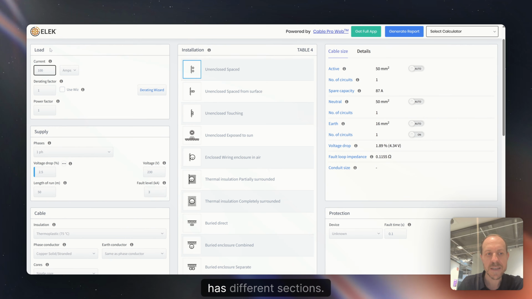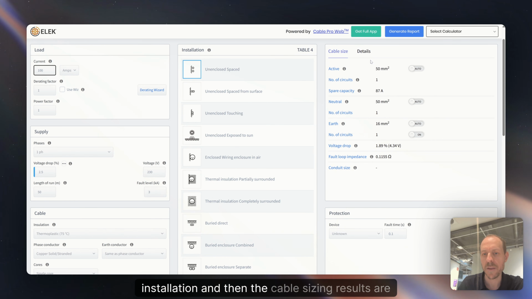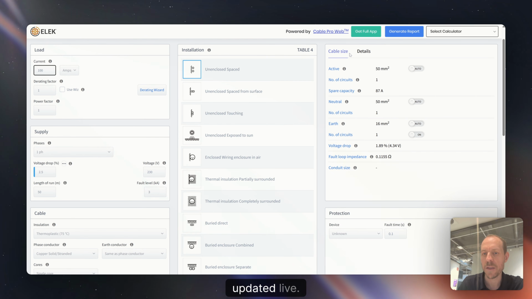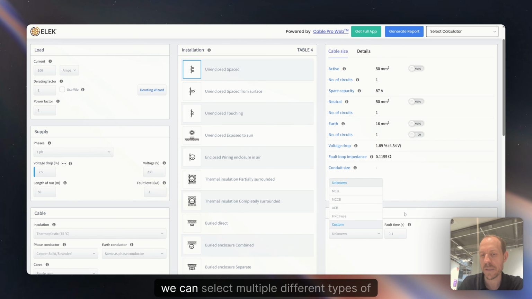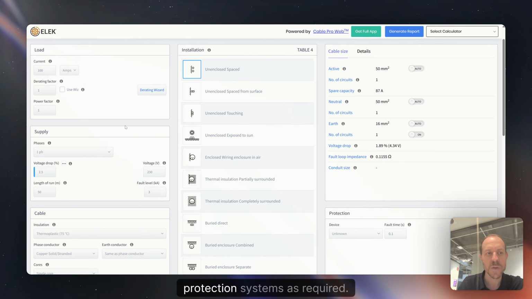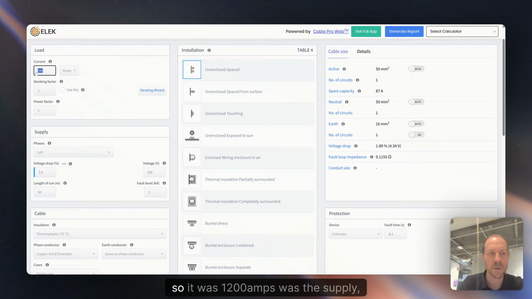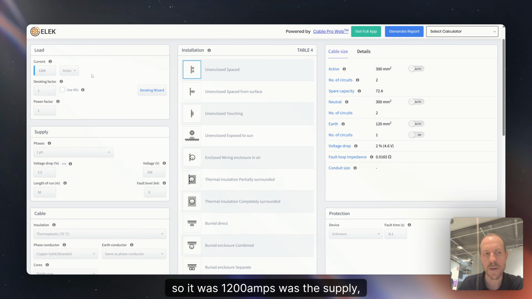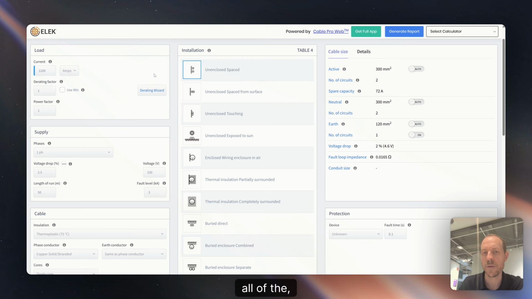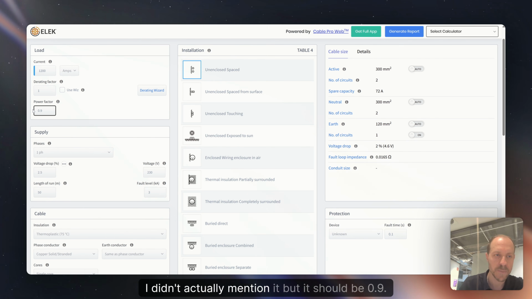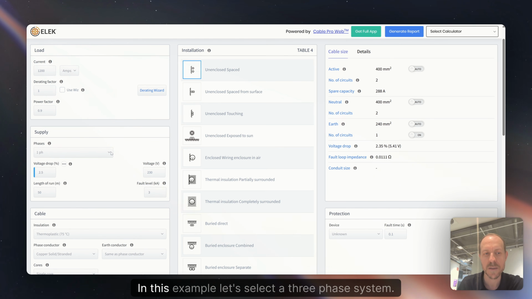So it has different sections. We've got the load, supply, cable, installation, and then the cable sizing results are updated live on the right-hand side. In the bottom right-hand corner, we've also got our protection system where we can select multiple different types of protection systems as required. So starting in the top left-hand corner from the load inputs, so it was 1200 amps was the supply. Derating factors, there is a derating wizard where you can select from all of the derating factor tables in the standard. Power factor, I didn't actually mention it, but it should be 0.9 in this example.